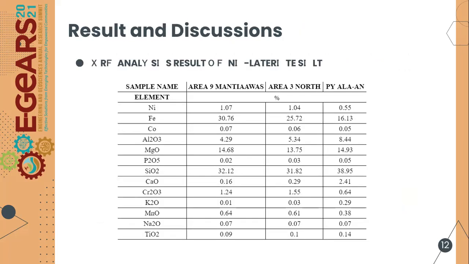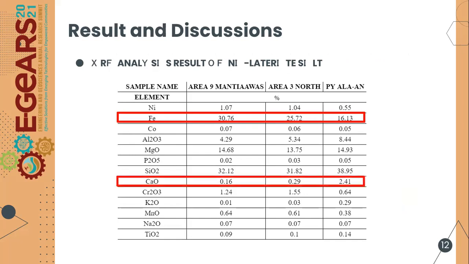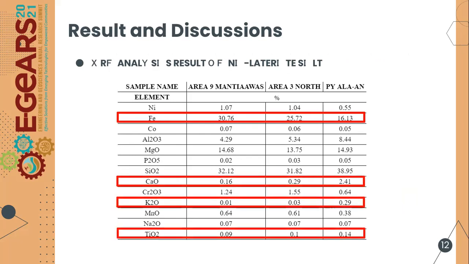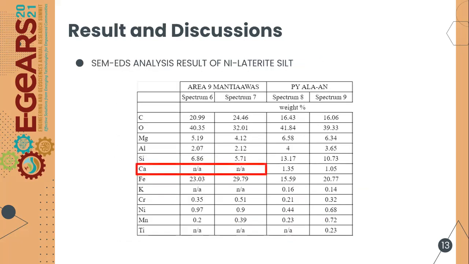Based on the results of the XRF analysis, iron is the single element with the highest weight percentage. Kindly also take note of how low the weight percentages of calcium oxide, potassium oxide, and titanium dioxide in Area 9 Mantiawas because these elements were not detected in the SEM-EDS analysis. Calcium, potassium, and titanium were detected in both spectrums in Area 9 Mantiawas through SEM-EDS analysis.